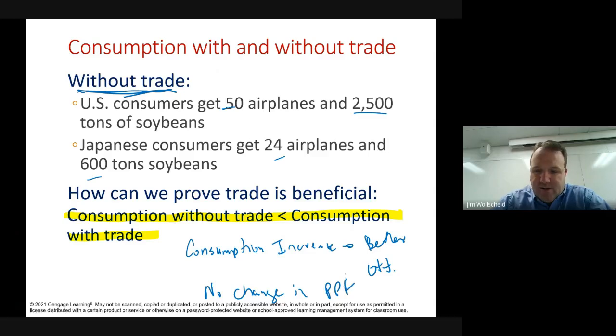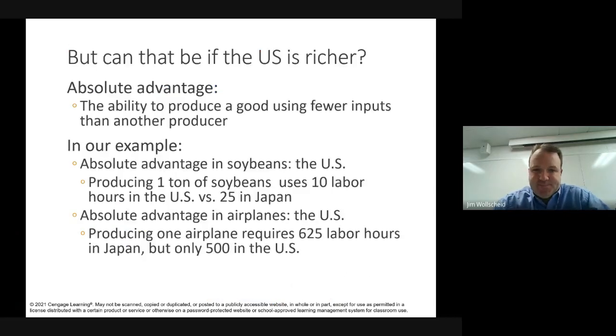How do we show they're better off? Well, can we? What if the US is richer? Right? So in our example, I made it as hard as possible. I made the US richer than Japan. How do we talk about richer? The term we're going to use to indicate richer is absolute advantage. Absolute advantage means I am more productive. I have the ability to produce a good or service using fewer inputs than another producer.